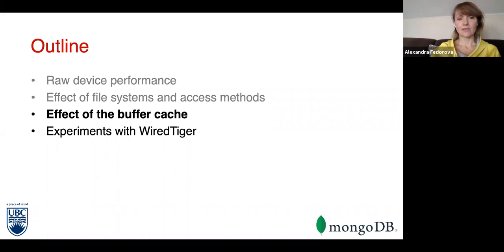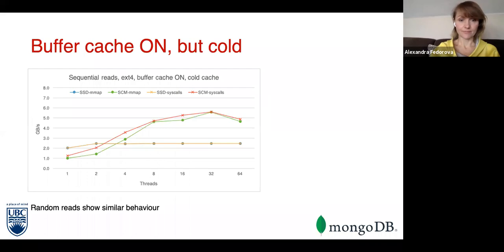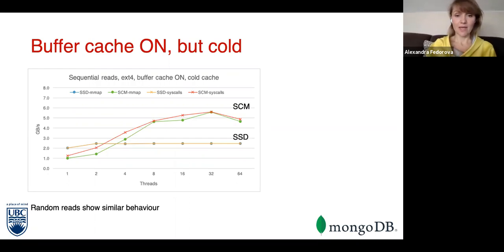Let's now look at the effects of the buffer cache. So now we're going to use storage class memory as a block device, but we're going to turn the buffer cache on. There are 2 sets of curves here. The top ones are storage class memory and the bottom ones are SSD.